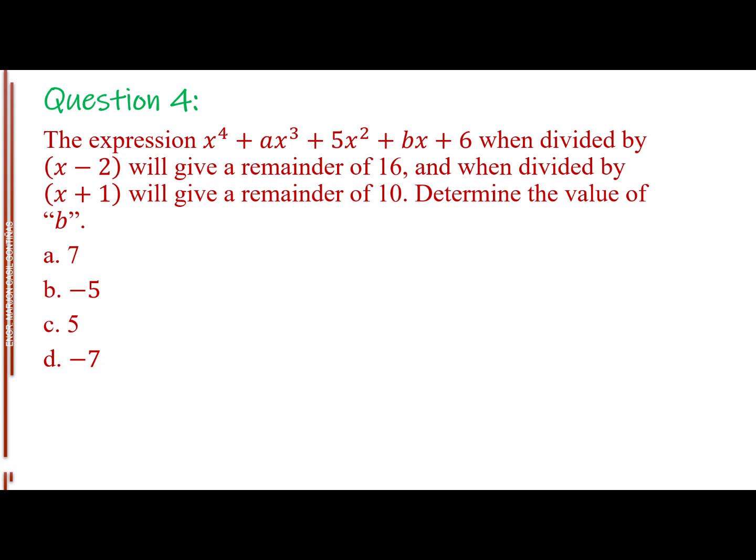The expression x raised to 4 plus ax raised to 3 plus 5x raised to 2 plus bx plus 6 when divided by x minus 2 will give a remainder of 16, and when divided by x plus 1 will give a remainder of 10. Determine the value of b. Letter A, 7. Letter B, -5. Letter C, 5. Letter D, -7. Your timer starts now.